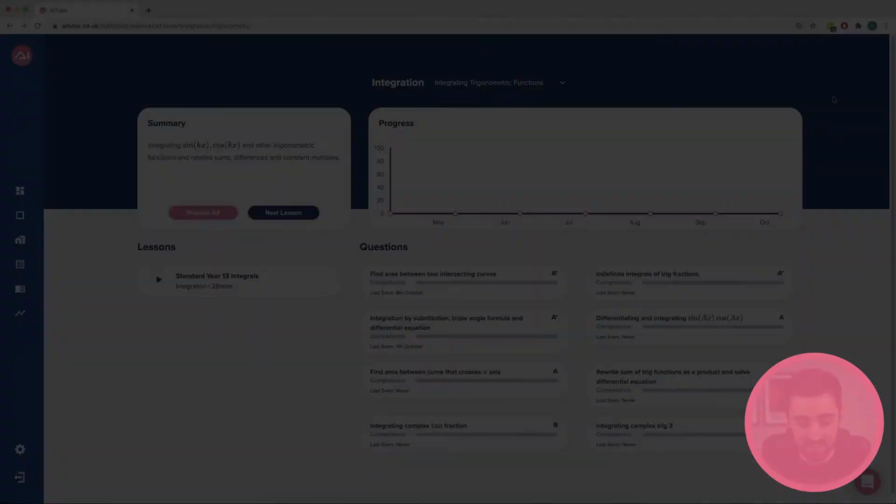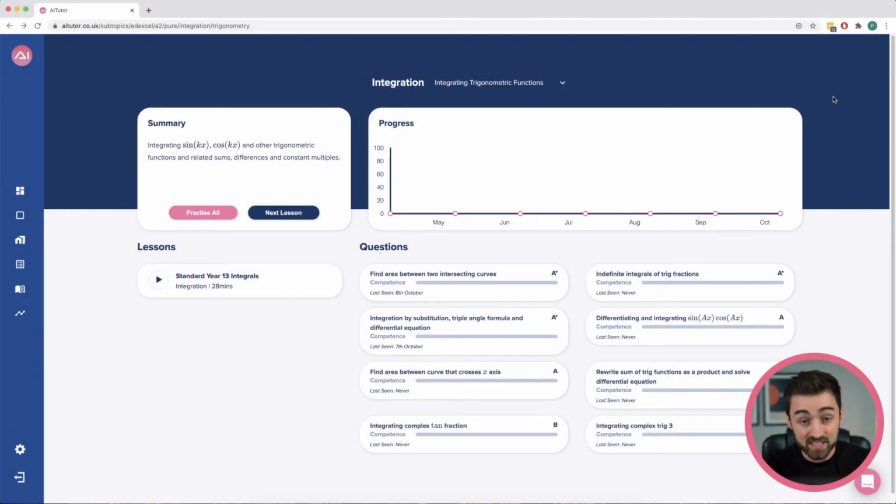So I'm going to jump straight in here. And I've gone to the integration section on AITutor, and I've gone to integrating trigonometric functions, so you know it's going to get horrible, right? And there's an A-star level question here that says find the area between two intersecting curves.